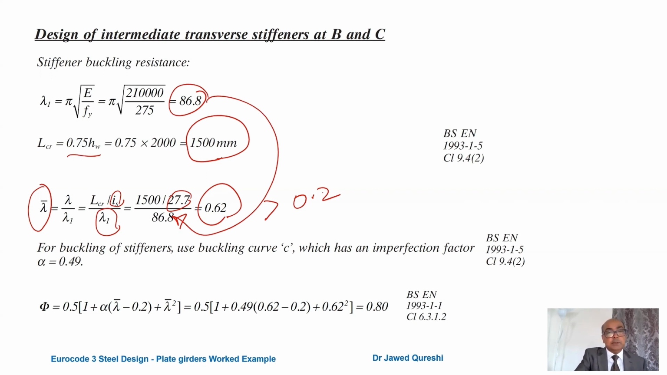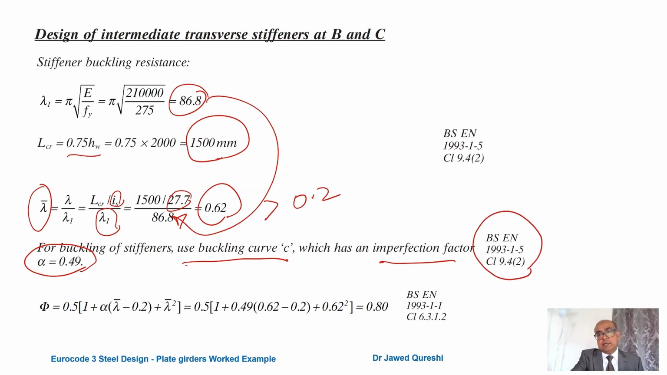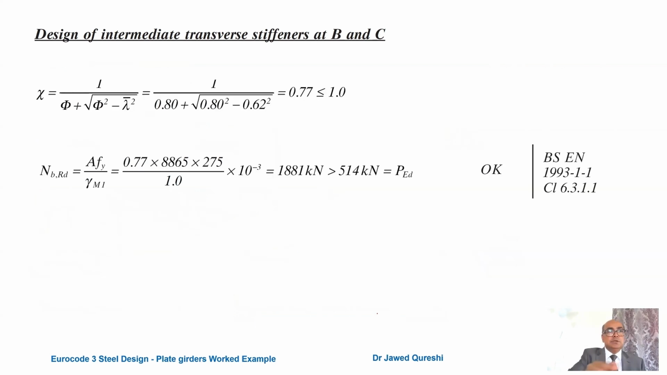Now for stiffeners, we only use curve C. So for curve C, the imperfection factor alpha is equal to 0.49. This is from BS EN 1993-1-5, clause 9.4.2. And here we will put all these values into this phi formula, where alpha is 0.49, which we found out earlier, and lambda dash is 0.62. If we put all these values, we get the value of phi. Now phi has to be used in this reduction factor formula chi. So chi is equal to 1 over phi plus under root phi squared minus lambda dash squared. We put all these values, and I'm getting 0.77, which is the reduction factor.